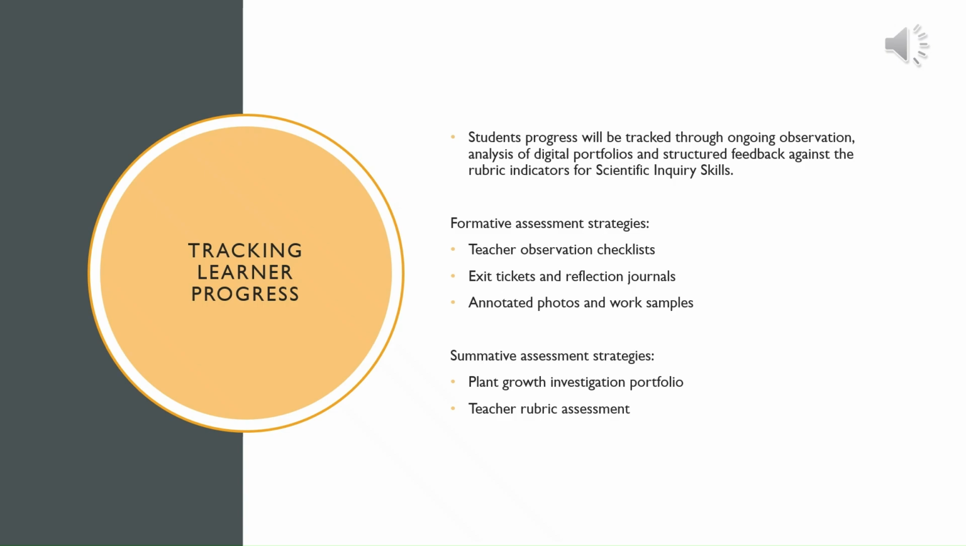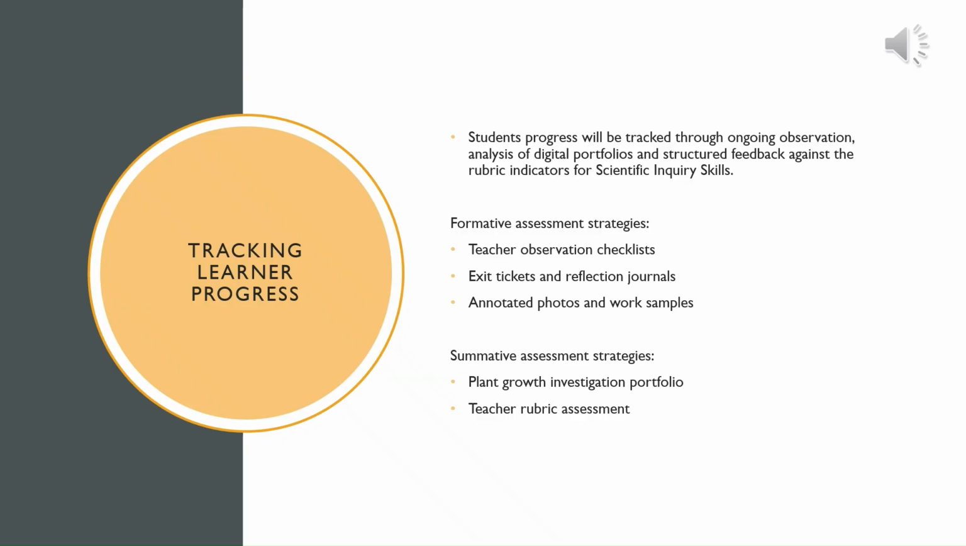Summative assessment strategies include the plant growth investigation portfolio. Students submit a completed digital record of their investigation, differentiated according to their ZPD level. For example, ZPD-1 and 2 portfolios include photos, labelled charts, and scaffolded reflections, while ZPD-3 and 4 incorporate digital graphs, evaluations of reliability, and proposed follow-up questions.